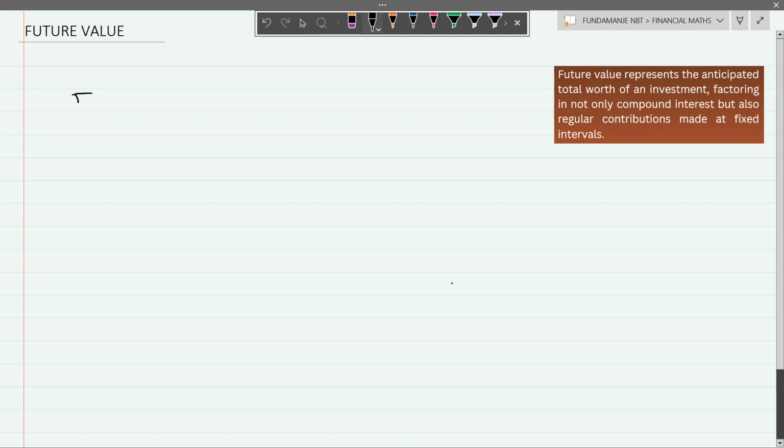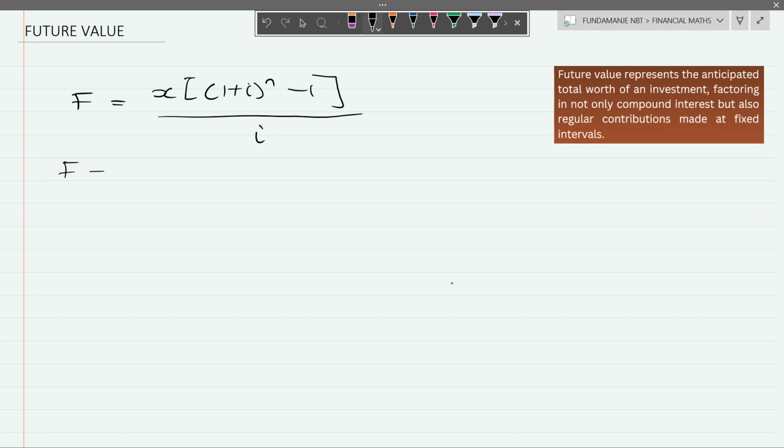So the future value formula says F is equal to x, big brackets, smaller brackets, 1 plus i, to the power of n, minus 1, all over i, where F is the future value, or the amount that you will have in the future, and x is your monthly installments, and i and n are the same as with compound interest, where i is the interest rate that the bank applies, and n is the number of compounding terms.